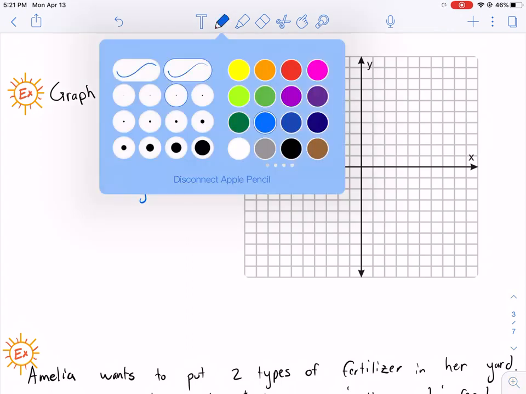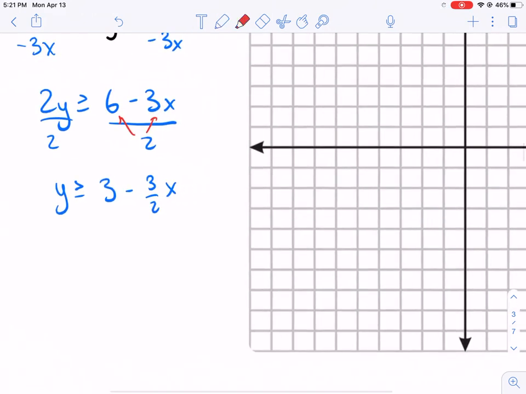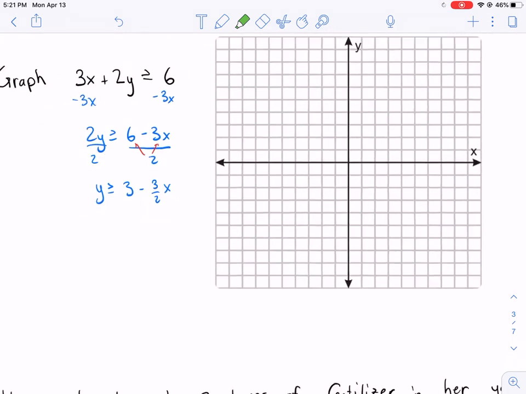So we get 6 divided by 2 is 3 minus 3 over 2x. I leave it like this, 3 over 2x, because when it comes to slope and the coefficients of x, we like it to be a fraction. That actually helps us, okay?